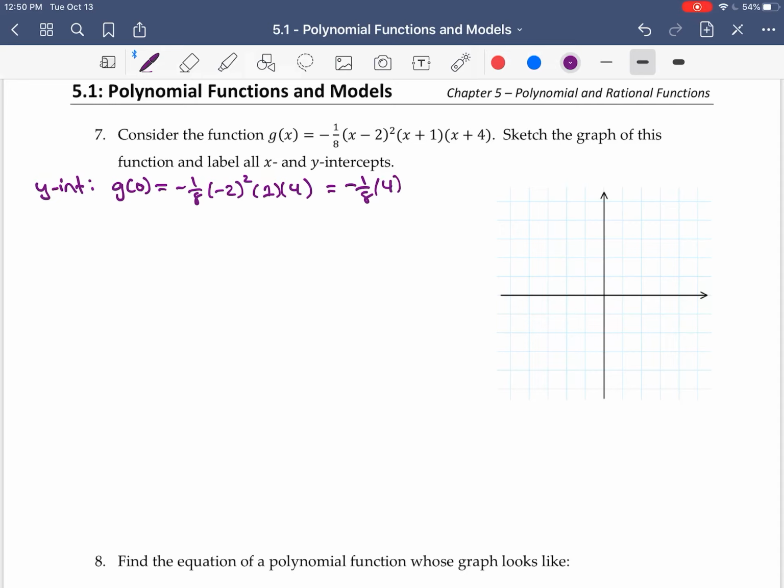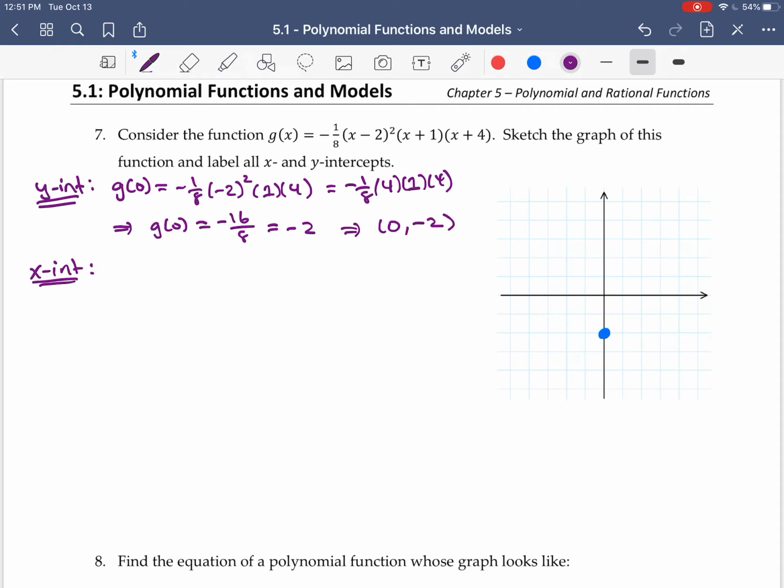Negative 2 squared is 4. So that means that g of 0 is going to be negative 16 over 8, or negative 2. So I have a y-intercept of 0, negative 2. Okay, so we could plot that.